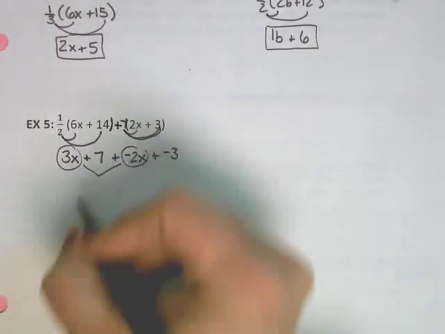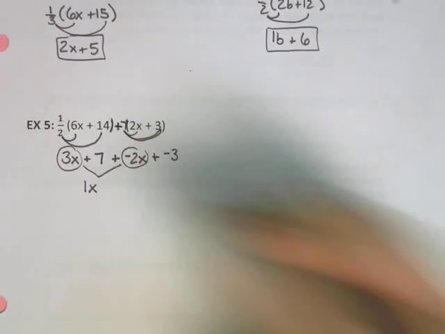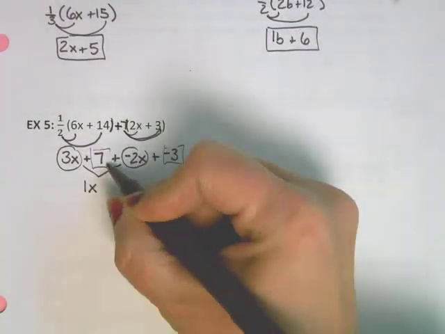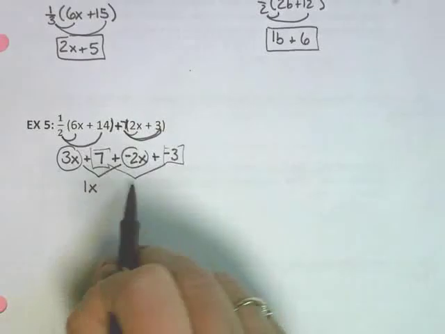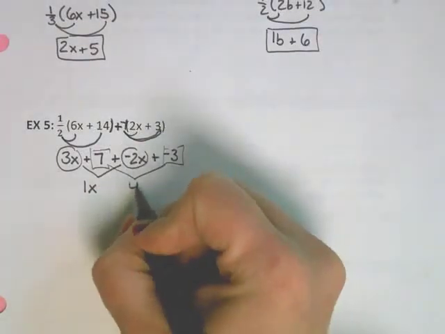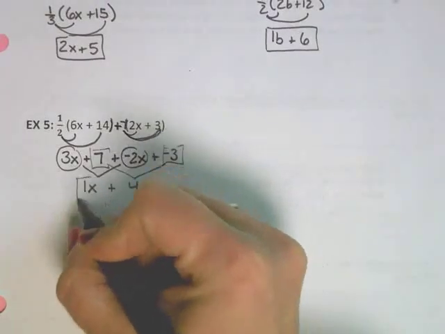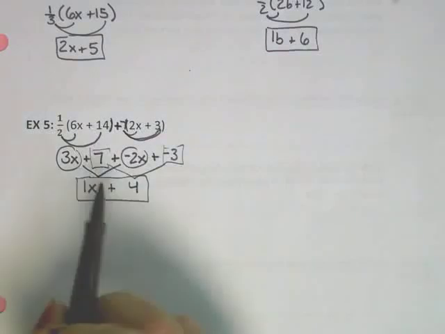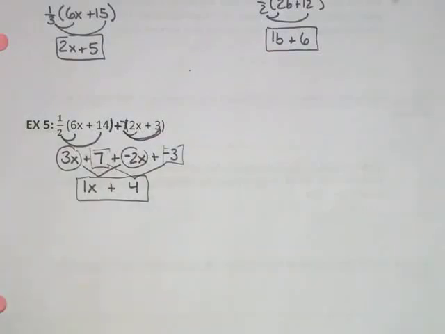We can add those together and it would become 1x or just x. And we've got some constants, 7 plus -3. Let's be careful with our negatives here. +7 plus -3 takes us down to a +4. So this whole thing just becomes 1x plus 4 or x plus 4. Way simpler looking than this one right here.